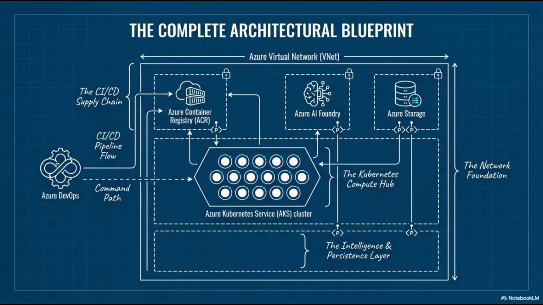Central to the architecture is the Kubernetes Compute Hub, powered by an Azure Kubernetes Service Cluster. This is where our containerized applications are deployed and managed at scale. Finally, we look at the intelligence and persistence layer. Here, Azure AI Foundry provides advanced cognitive capabilities, while Azure Storage handles data persistence. This integrated approach ensures that the Compute Hub can seamlessly interact with AI services and storage resources to deliver a robust and intelligent end-user experience.